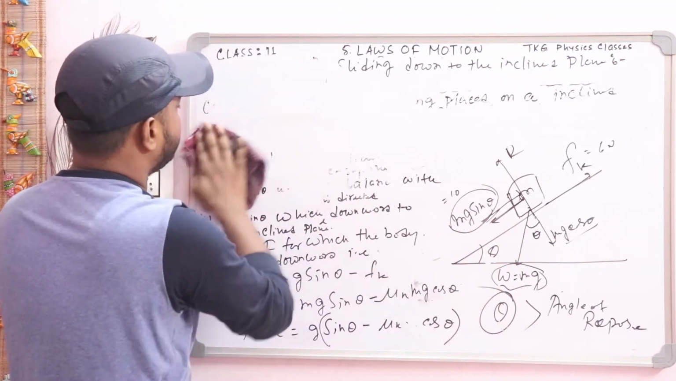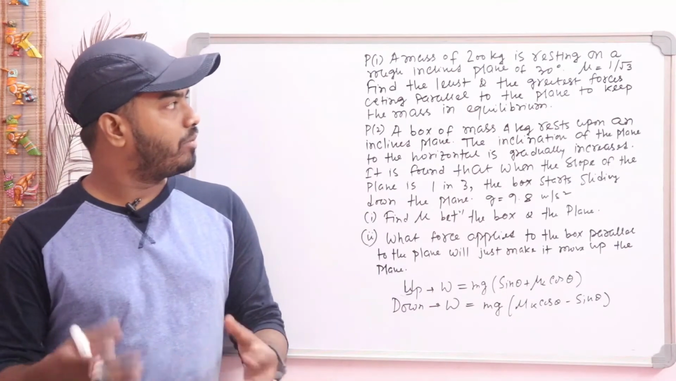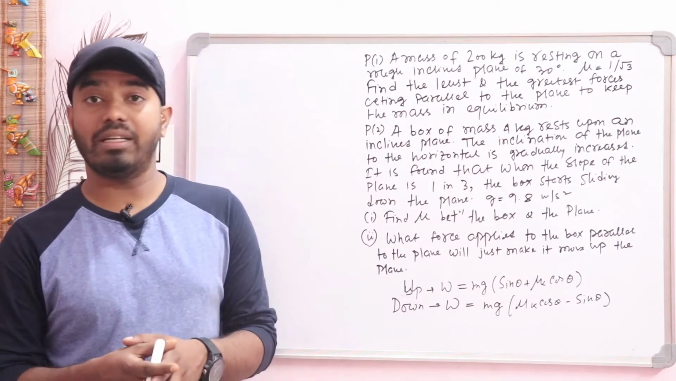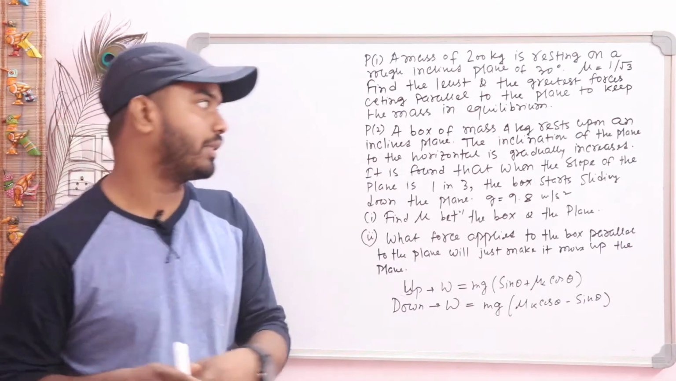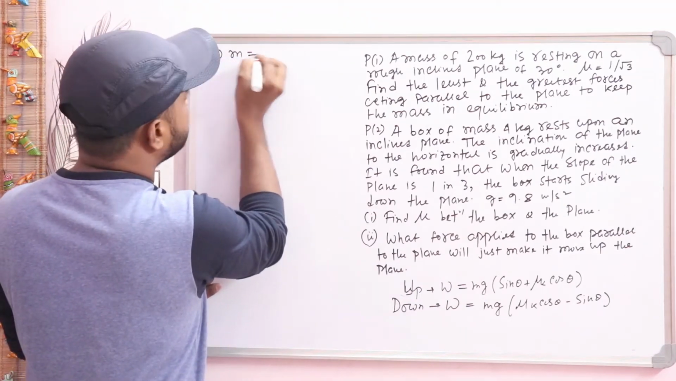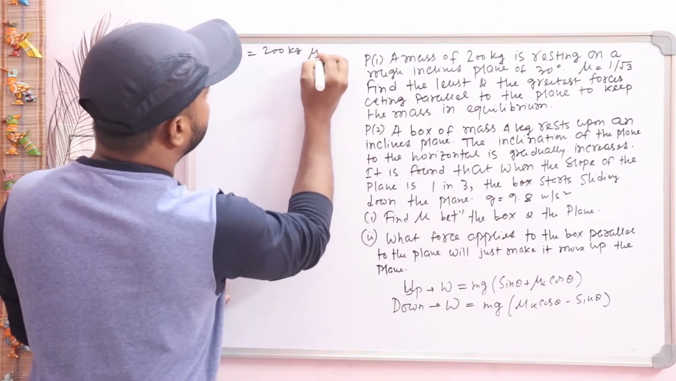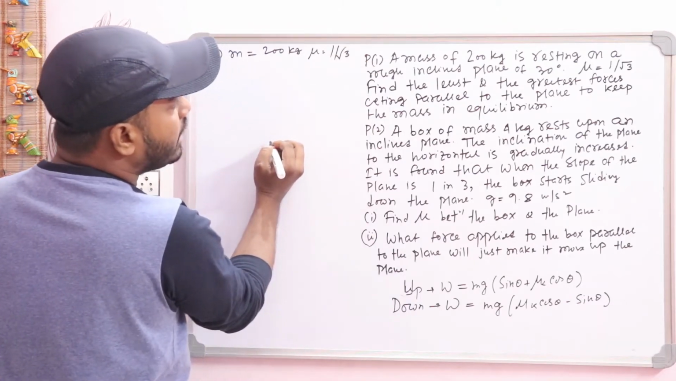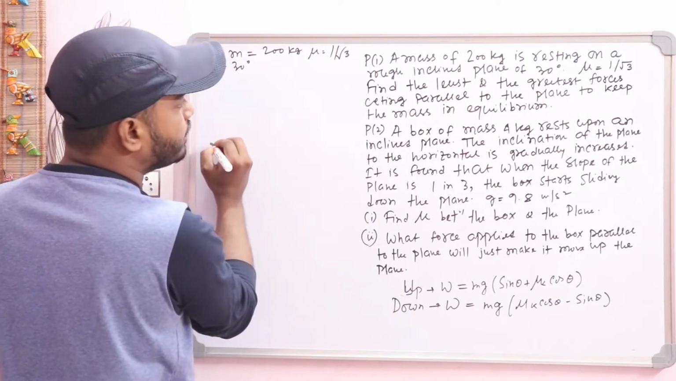So we will solve some numericals. Okay, let's take problem 1. In problem 1, given a mass of 200 kg is resting on a rough inclined plane. According to our problem, at first you draw the diagram. So problem 1: mass m is given as 200 kg, mu is given as 1 upon root 3, and it is resting on an inclined plane at an angle of 30 degrees. So the angle of inclination theta is given as 30 degrees.